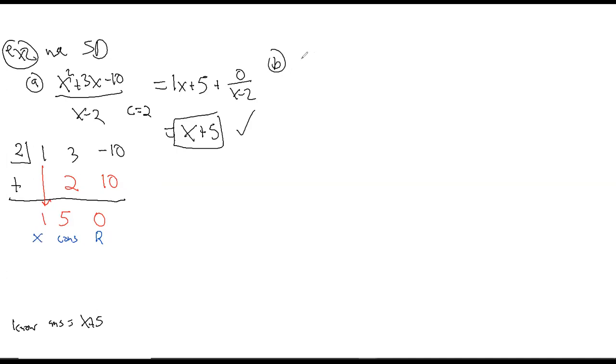Let's do another one, and let's do one we haven't seen. X cubed minus 5x squared plus 7x minus 2, all on top of x plus 4. That's an x plus 4 in the bottom.